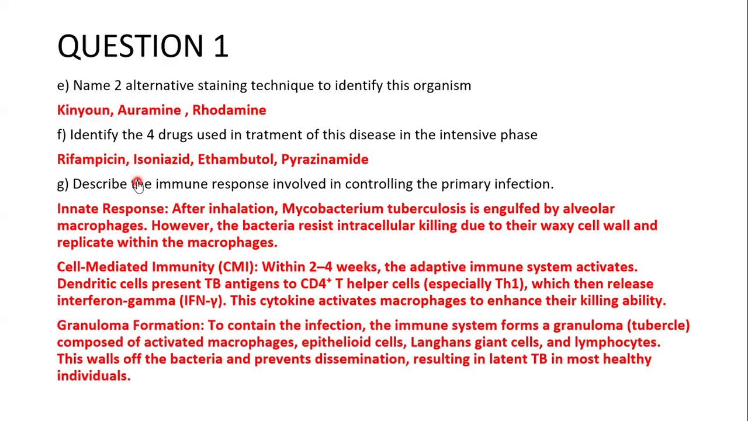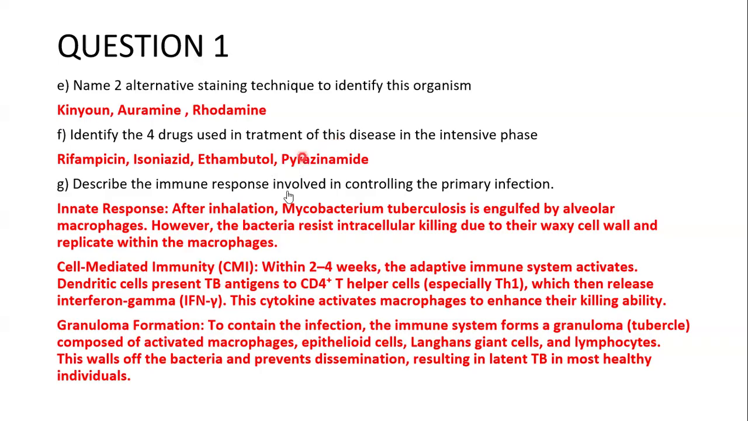It tries to evade the immune system by hiding within the macrophages. So it's going to be engulfed by the alveolar macrophages. However, the TB resists intracellular killing due to its waxy cell wall and replicates within the macrophages. So as I was saying, it hides itself within the macrophages, and while it is in the macrophages, other immune responses won't be able to penetrate the macrophages and get to the TB.